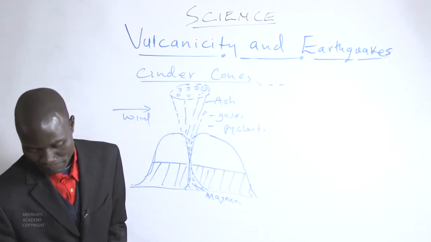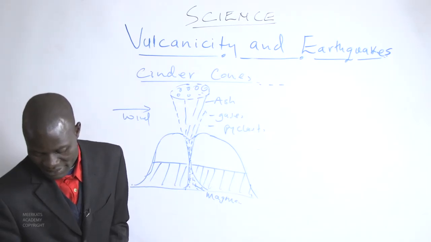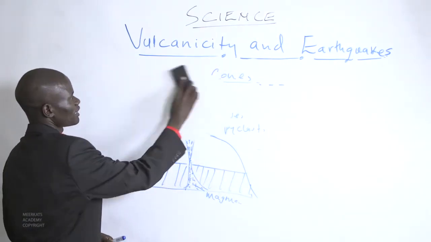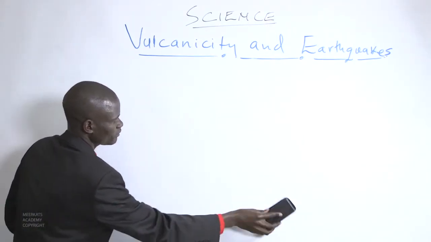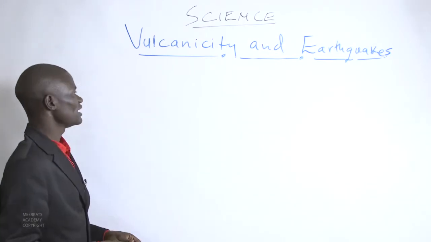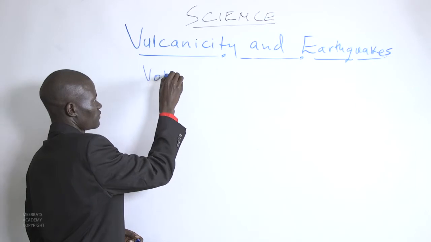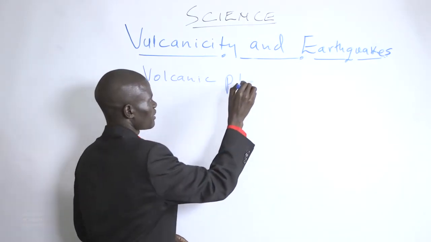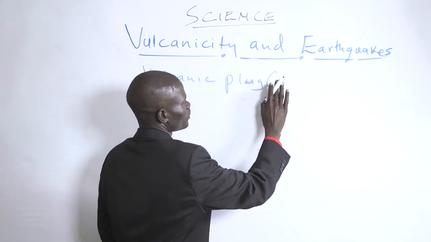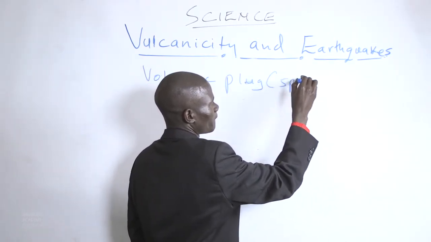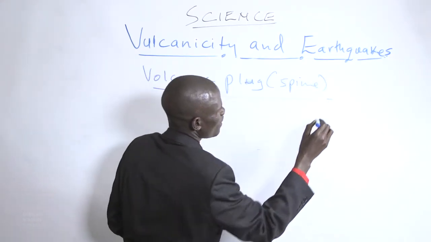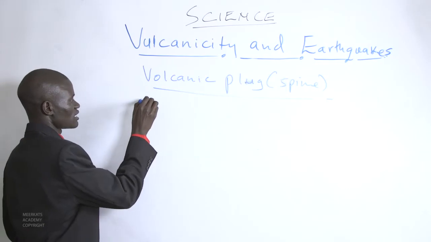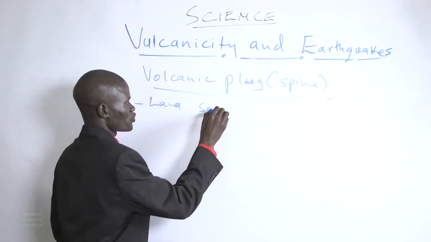Lastly, we'll look at the volcanic plug, and then we will move to the volcanic depressions that are formed in the process of volcanism. The volcanic plug is also another feature. Sometimes it is also referred to as the spine. This one is formed when lava solidifies within the vent.